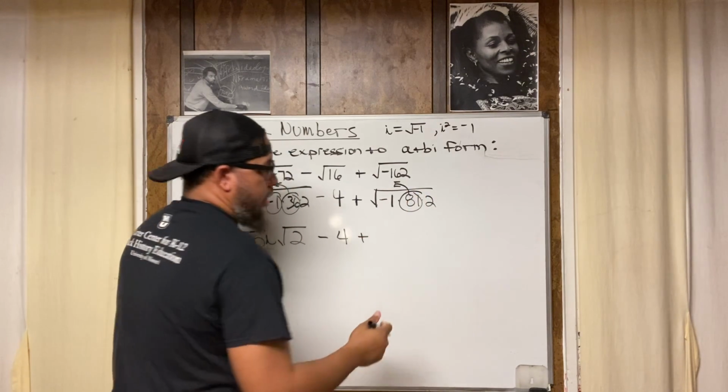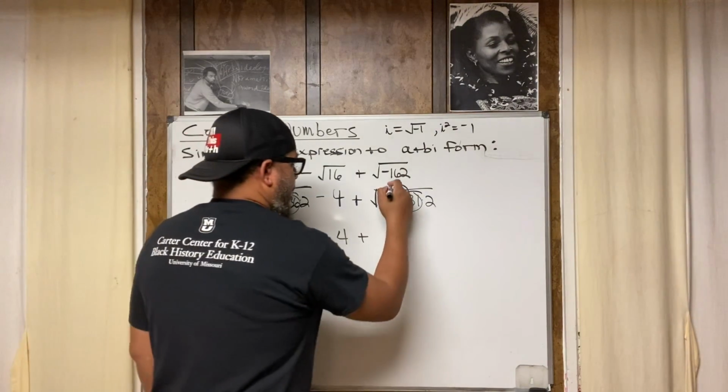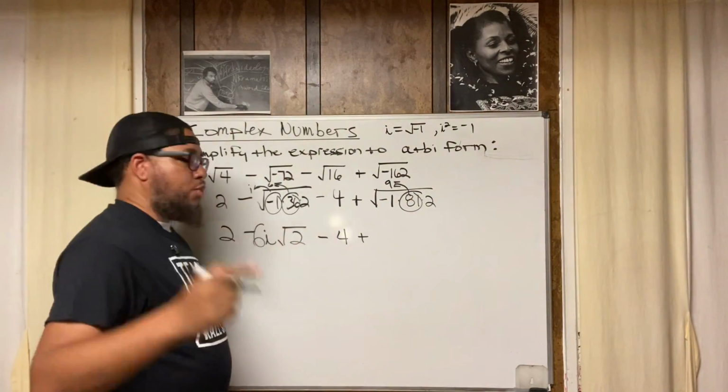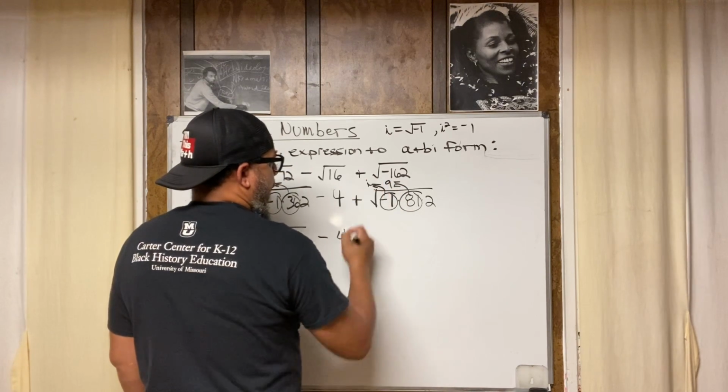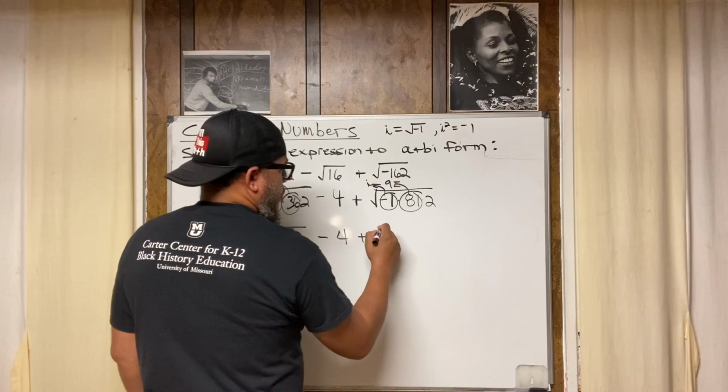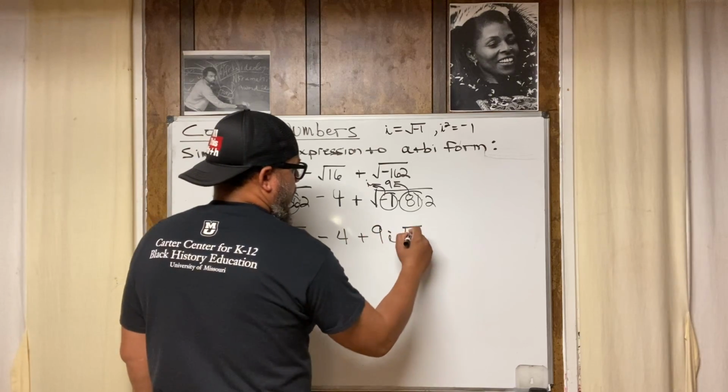What's the square root of 81? You need to know that. The square root of 81 is 9 because 9 times 9 equals 81. The square root of -1 is i. So you got 9i and then the square root of 2.